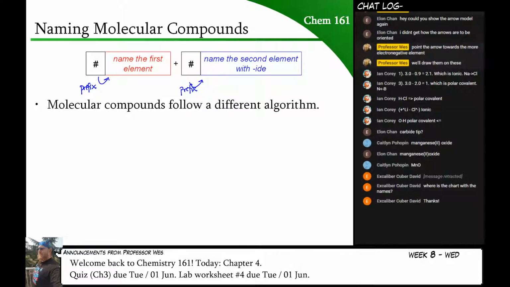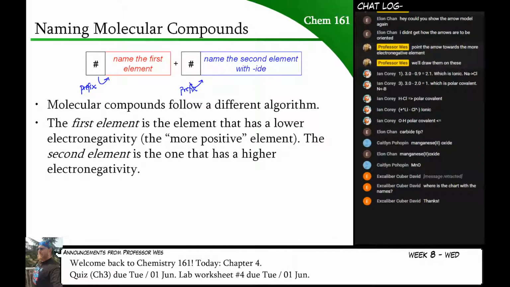Now, how do you know what element goes first in these compounds? Because if they're both nonmetals, how do I know which one to put first? The first element is the one that has the lower electronegativity. It's more positive, so we're going to put it first. The one that has the higher electronegativity goes second. So that's why these substances have been ordered how they have.